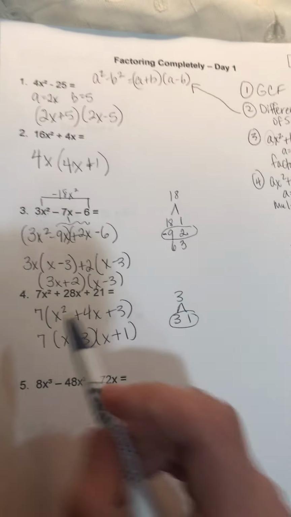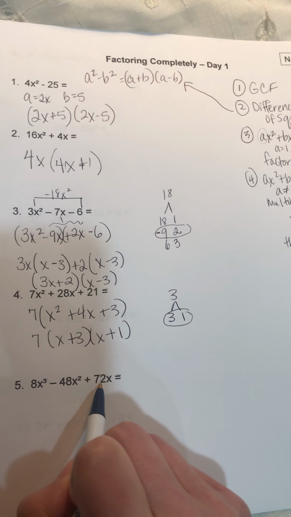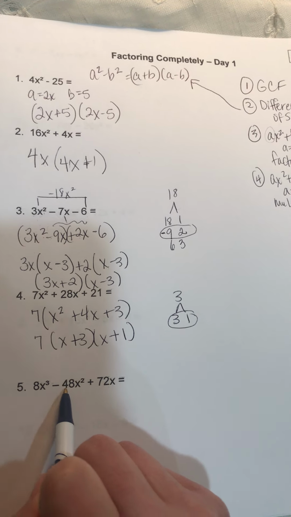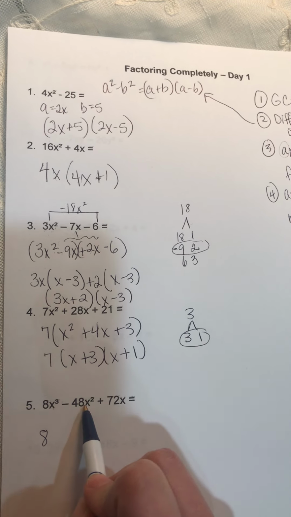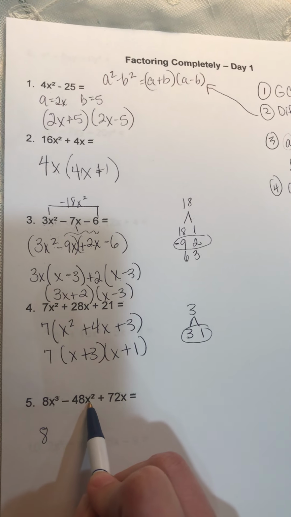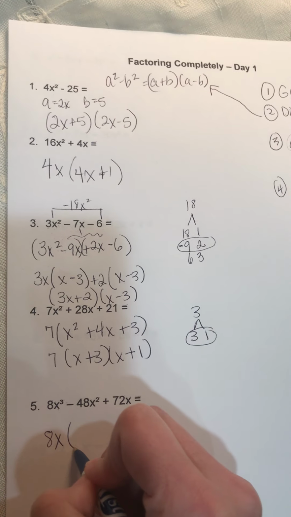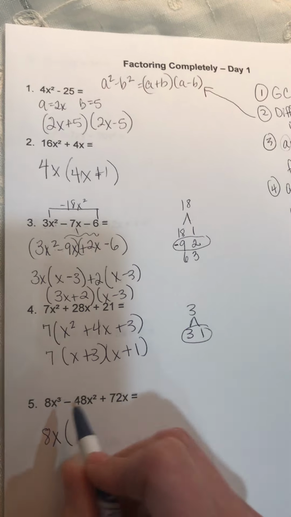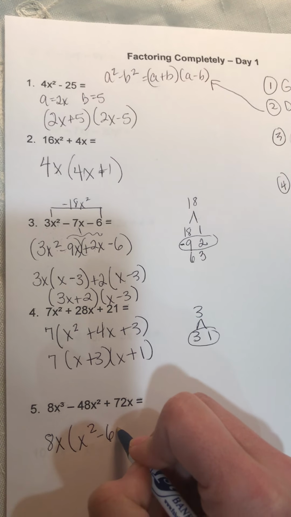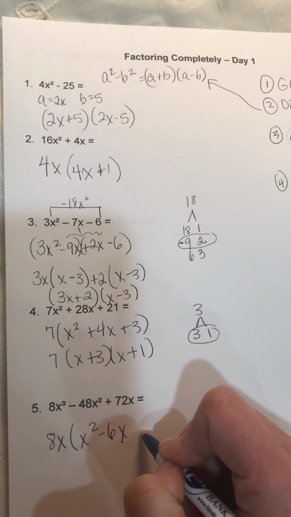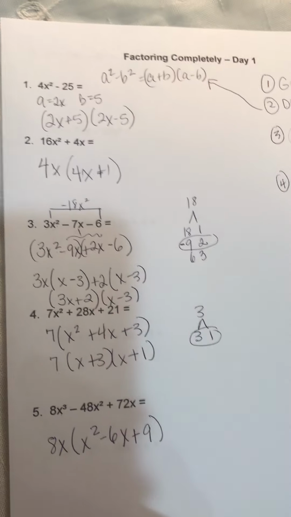So first off, greatest common factor. Do they have anything in common? Yes, they all are multiples of 8. Okay, they all also have an x in common, at least one x, right? This one has an x squared, and an x cubed. So at least one x. So we're going to take an 8x out, and it's going to leave you with x squared minus 6x plus 9, end parentheses.